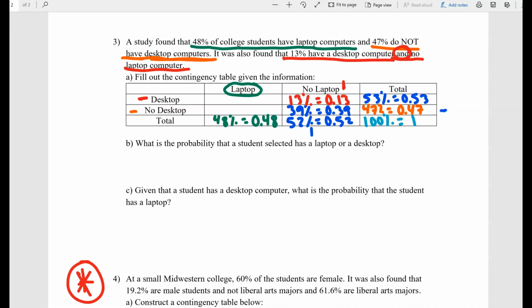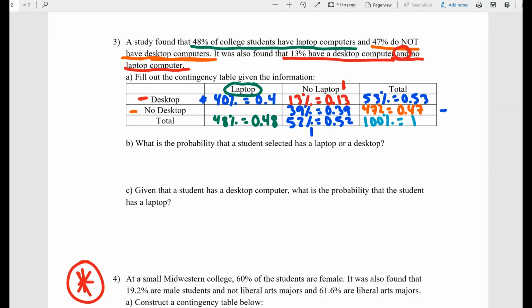Okay. And now we have these last two. So let's look for this guy right over here, the first one. So what should I add to 13% to get 53%? So I'm going to take 53 subtracted by 13, and I'm going to get 40. So this guy right here is going to be 40%, or 0.4.